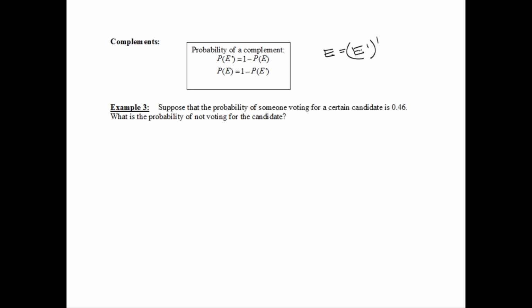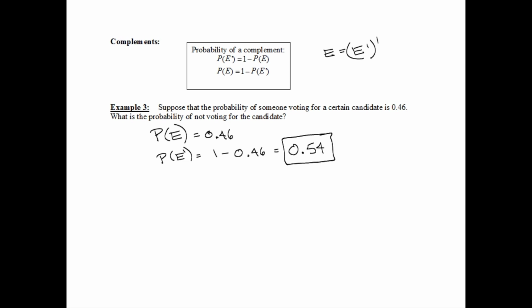Let's suppose that the probability of someone voting for a certain candidate is 0.46. What's the probability of not voting for the candidate? Okay. So the probability of the event is 0.46, and so the probability then of the complement is going to be 1 minus 0.46, which is 0.54. Okay, let's move on.